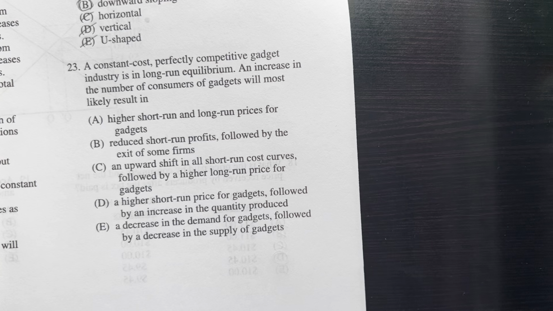23. A constant cost perfectly competitive gadget industry is in long-run equilibrium. An increase in the number of consumers of gadgets will most likely result in... So, the number of consumers of gadgets will increase demand, which will increase the price. And that's for the short run.